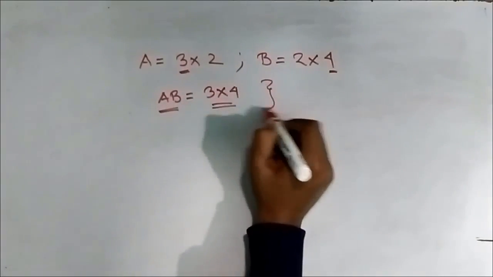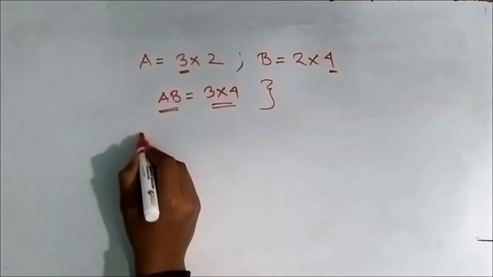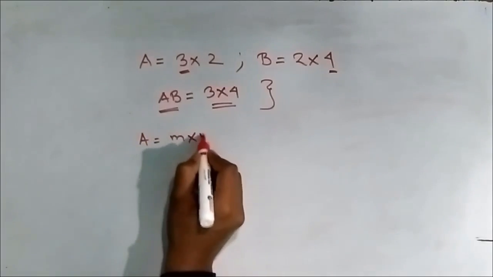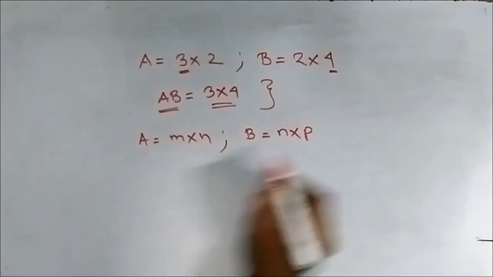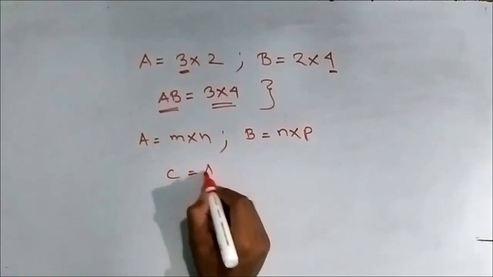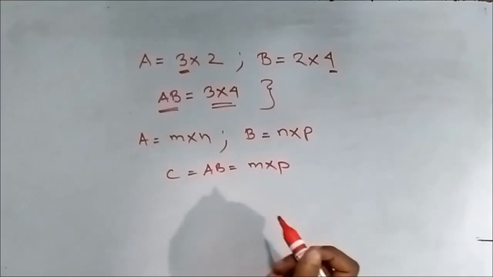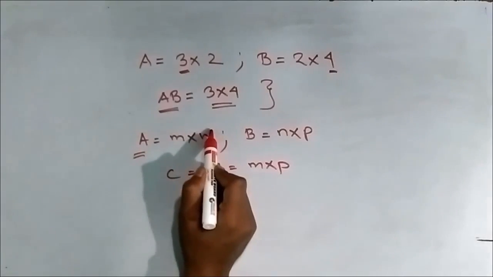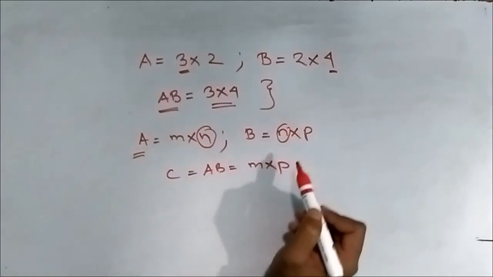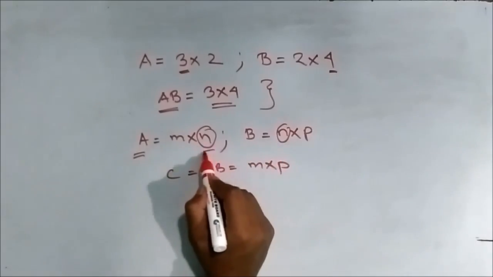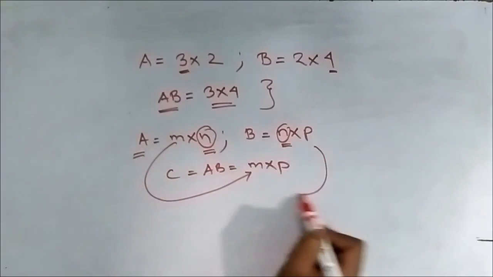How does this come? If we look at the basic criteria of matrix multiplication, suppose A is a matrix of order m cross n and B is a matrix of order n cross p, then C, the product matrix AB, must have order m cross p, because while multiplying two matrices, the column of the first matrix must be equal to the row of the second matrix. When these two are the same, the order of the product matrix is m cross p.